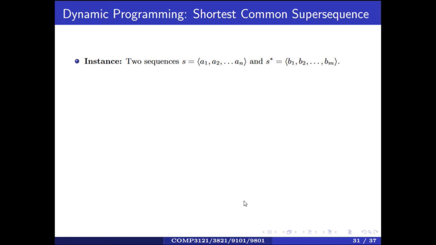Okay, how do we find the shortest common supersequence? So what is a common supersequence? It's a sequence such that both S and S star are subsequences of that sequence, and it's of shortest possible length. How would you solve this? Let me give you a hint. You can reduce this problem to the longest common subsequence. How would you reduce finding the shortest common supersequence to finding the longest common subsequence?